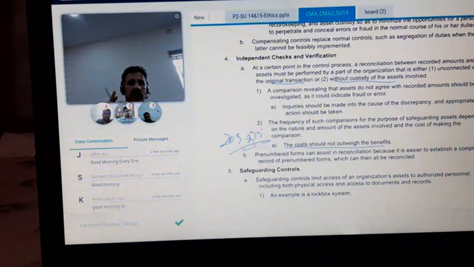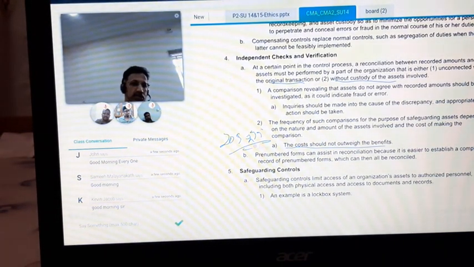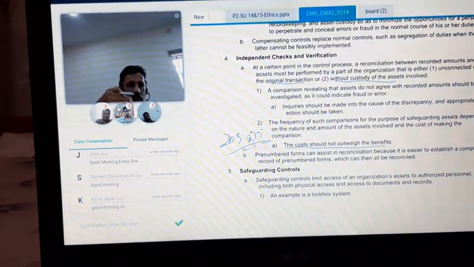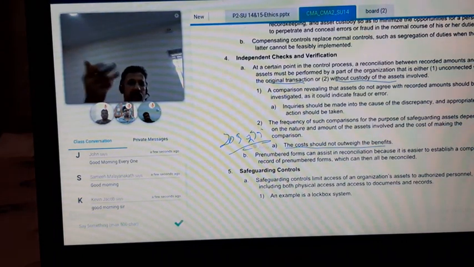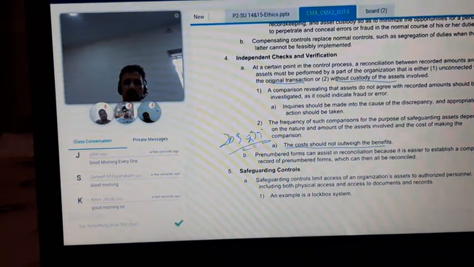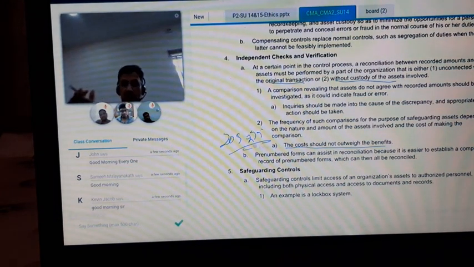But again, when it comes to pre-numbered forms, you should also understand that pre-numbered forms issued randomly defeat the whole purpose. Pre-numbered forms should be issued in serial order, then only will it give you an assurance that it is complete. So pre-numbered forms assist in reconciliation because it is easier to establish the completeness of the records, right? But pre-numbered forms issued randomly defeat the whole purpose. So that is it.